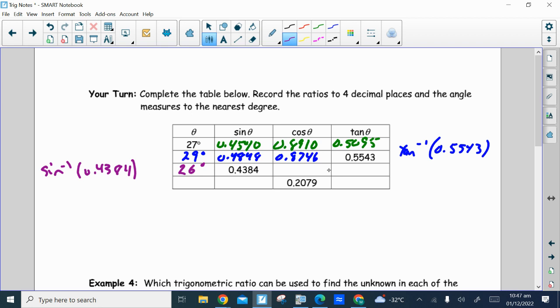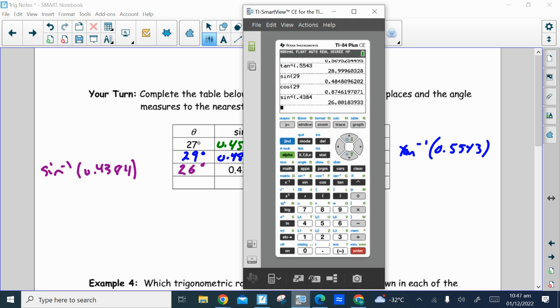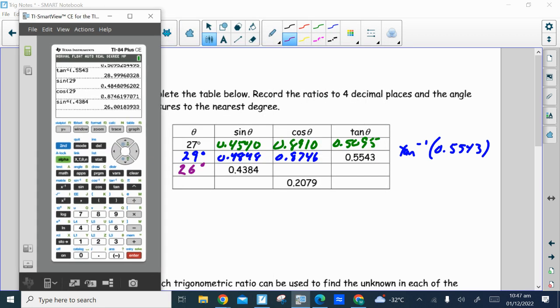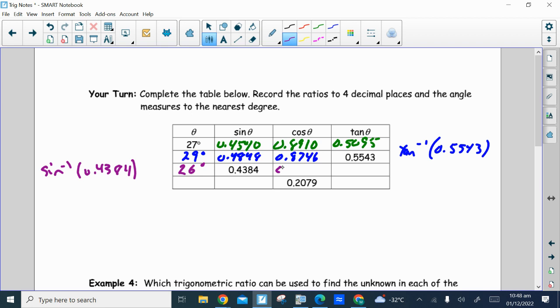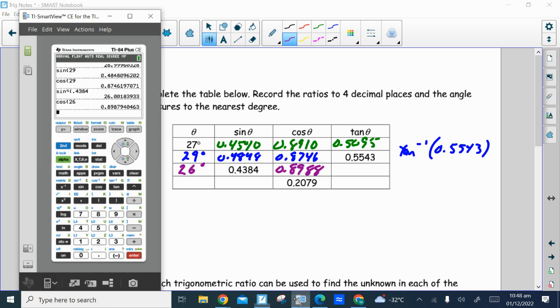What I'm missing, the next two spaces in this row, are the cosine and the tangent of theta, which is 26 degrees. So we'll do the cosine of 26. That's 0.898, and then 7 is in the fourth position. To the right of that is a 9, which means the 7 has to go up by 1. So it'll be 0.8988. And the next one is the tangent of 26 degrees. To 4 decimals, 0.4877.